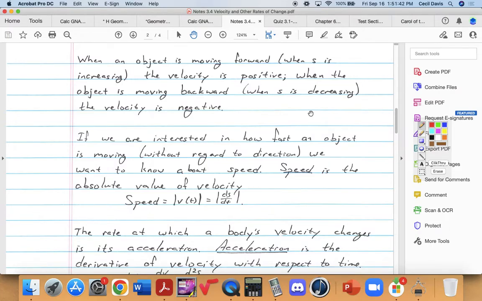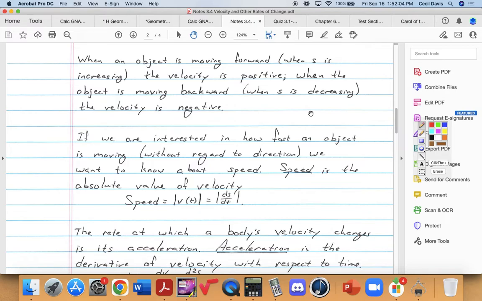Again, lots of writing here. You may want to read over these again at some point. So when an object is moving forward, that is when s is increasing, the velocity is positive. And when an object is moving backwards, that is s is decreasing, the velocity is negative. Right? That intuitively makes sense.